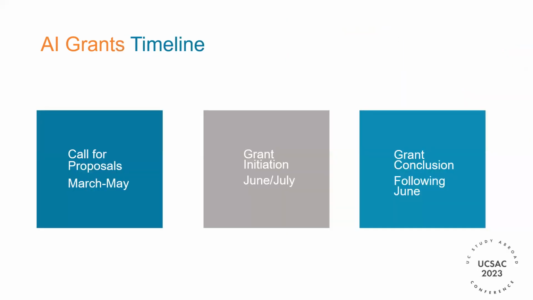And before we end the session, I want to share the timing of the AI grants. So we typically advertise the call for proposals from March to May every year. And we do this through the UC Senate to faculty and to our campus study abroad office partners who advertise to academic advisors and departments. After the committee reviews applications, grants begin in the summer, typically around July each year. And then the grants conclude 1 year later, the following summer around June 30th.